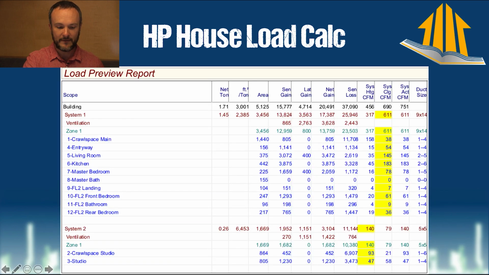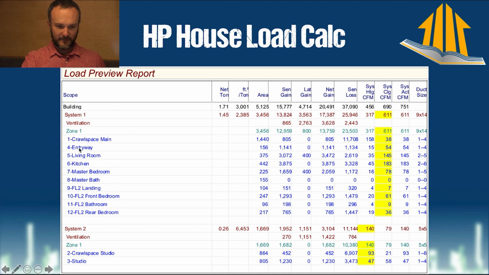So the load preview report. This is, again, what we were looking at with kind of itemizing all of the loads. You can itemize all of the individual rooms or zones in your house if you decide to have a zone system, which I'm not going to, because that's not necessarily better just because it's separate. So we've got system 1, which is my living space. That's the first portion of this right up here. And then system 2 is my crawl space, or excuse me, not the crawl space, the studio.